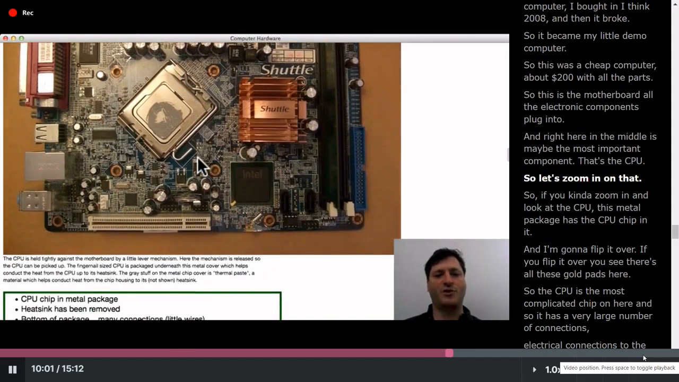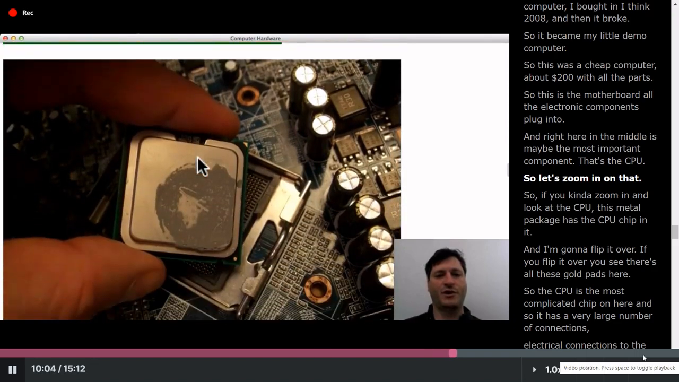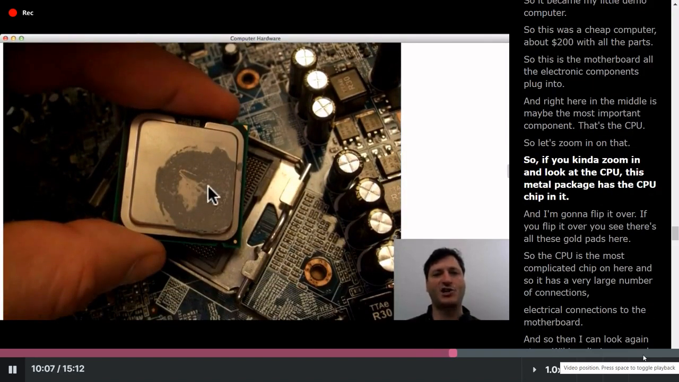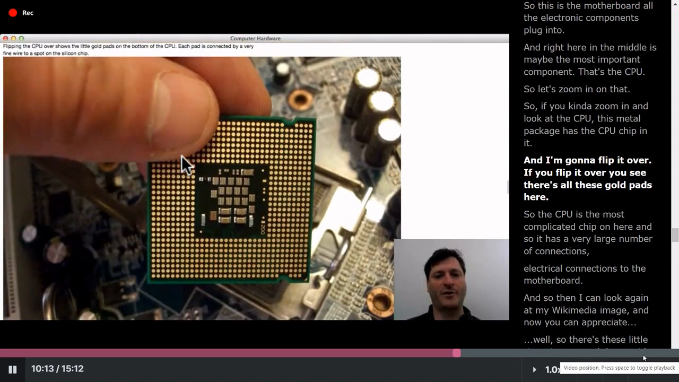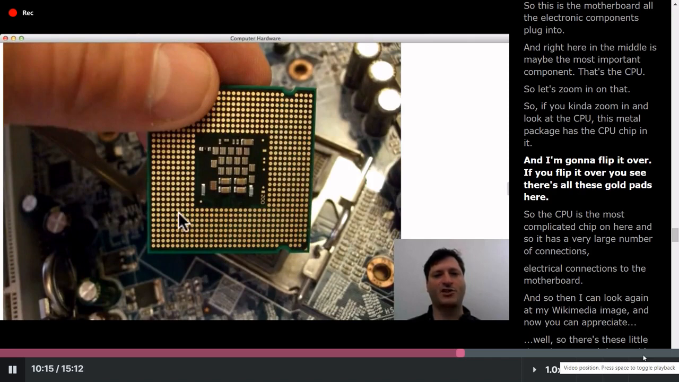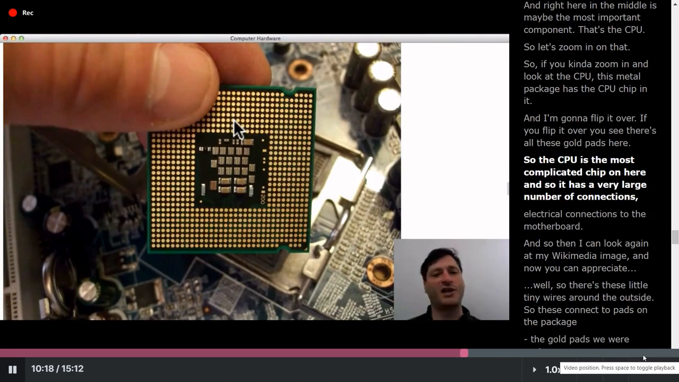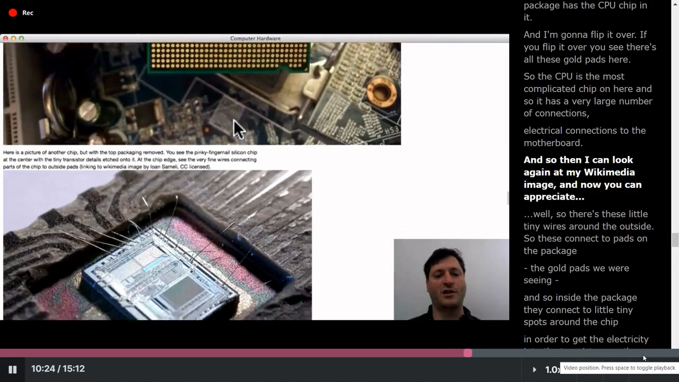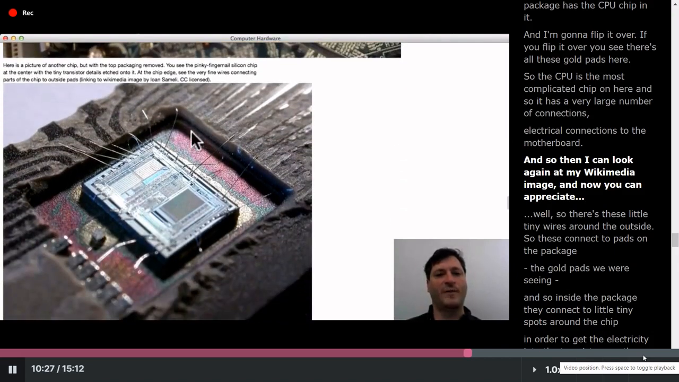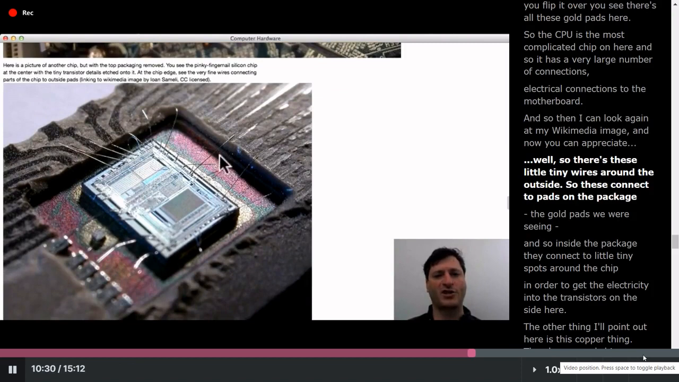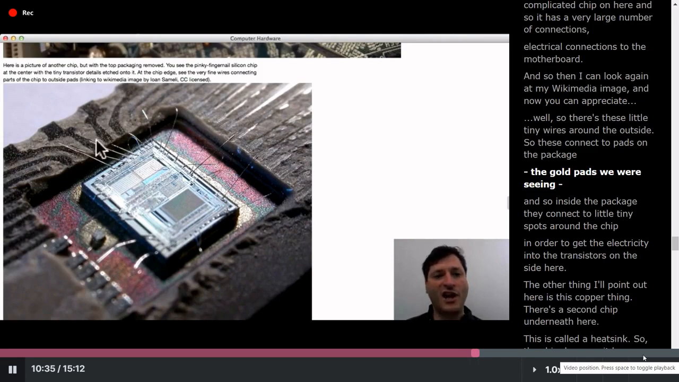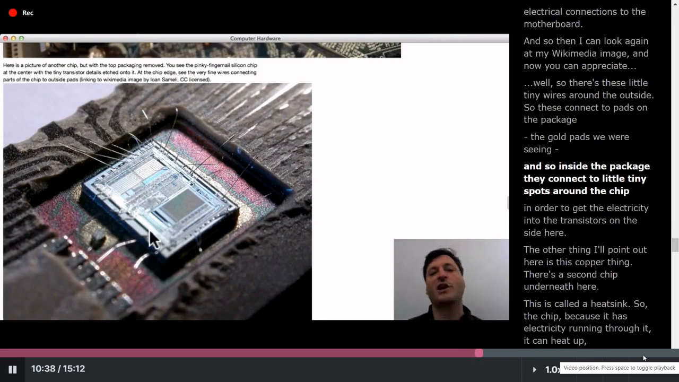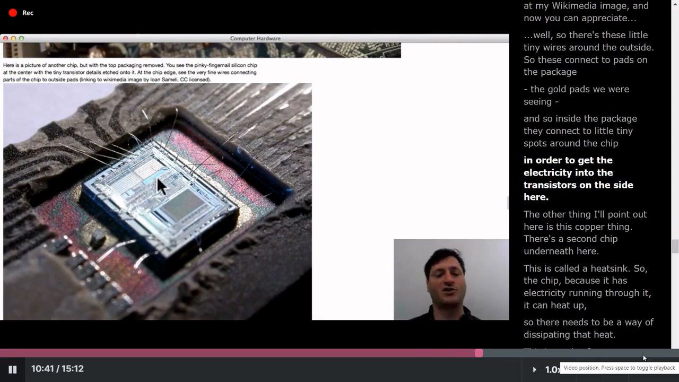So we'll zoom in on that. If you zoom in and look at the CPU, this metal package has the CPU chip in it. And I'm going to flip it over. If you flip it over, you see there's all these gold pads here. The CPU is the most complicated chip on here, and so it has a very large number of electrical connections to the motherboard. Then I can look again at my Wikimedia image, and now you can appreciate, well, there's these little tiny wires around the outside. These connect to pads on the package, the gold pads we were seeing, and then inside the package, they connect to little tiny spots around the chip in order to get the electricity into the transistors inside of here.